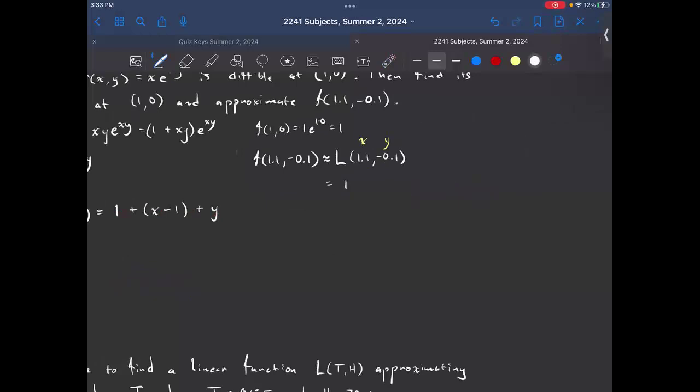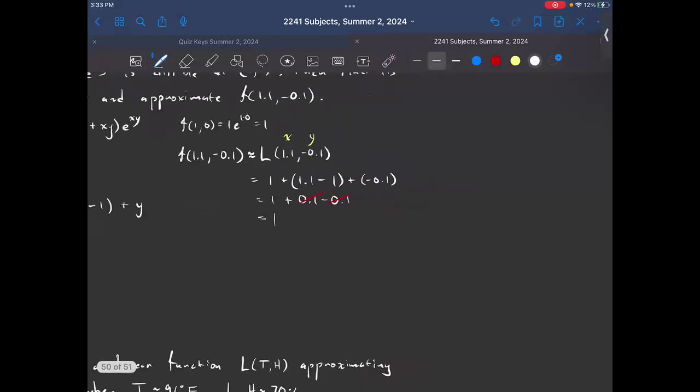Okay, so now I just plug in those numbers to this formula right here. And I get 1 plus, and here's why I didn't want to rewrite that, 1.1 minus 1 plus negative 0.1. Okay, and this is 0.1. So that makes our lives very easy, because now the second and third terms cancel each other out. And our final answer is that f of (1.1, negative 0.1) is approximately 1.